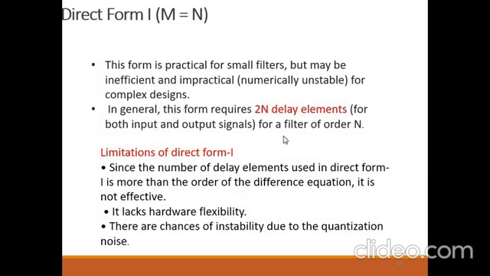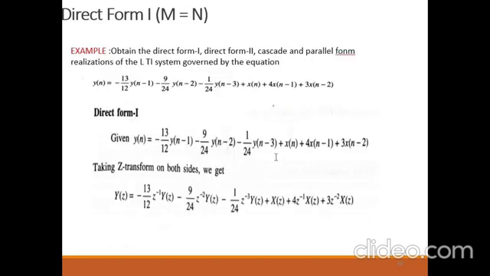In the direct form, there will be 2n delay elements, and the limitation of the direct form is that the number of delay elements increases. It is not effective anymore. It lacks hardware flexibility, and there can be chances of instability due to quantization bias. This is an example of the direct form.